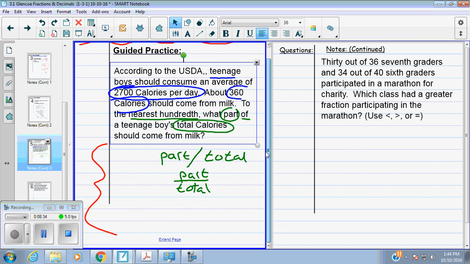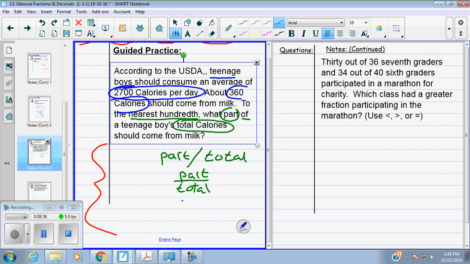So now we just put our part number on the top, which was 360, and we substitute our total number on the bottom, which is 2,700. And then we have to simplify this fraction. And what number goes into there? We can divide them both by 10 to get rid of these zeros. Now we're looking at 36 and 270.